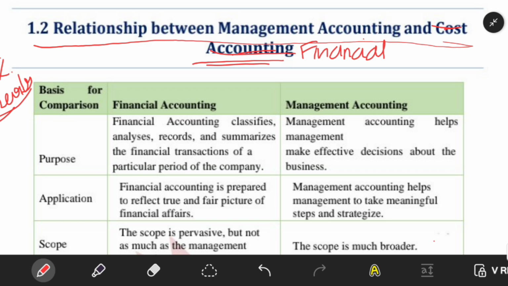Now, let's understand how management accounting is different from financial accounting. The purpose of financial accounting is to classify, analyze, record and summarize the financial transactions of a particular period of the company. That is, financial accounting is done to record, summarize and report the financial transactions of the business, and it shows the overall financial position of the company. Financial position like profit and loss, whether the company is earning profit or loss, or their assets and liabilities, etc. And it is used mainly for external reporting to investors, tax authorities, etc.